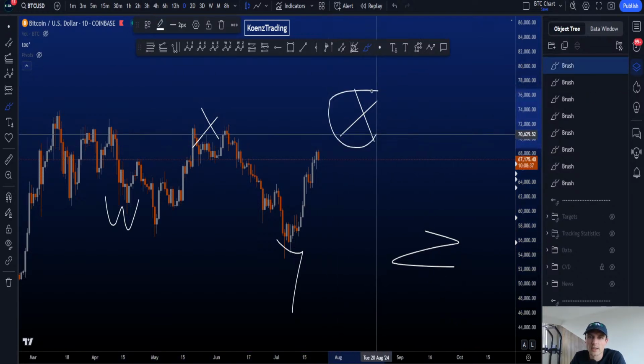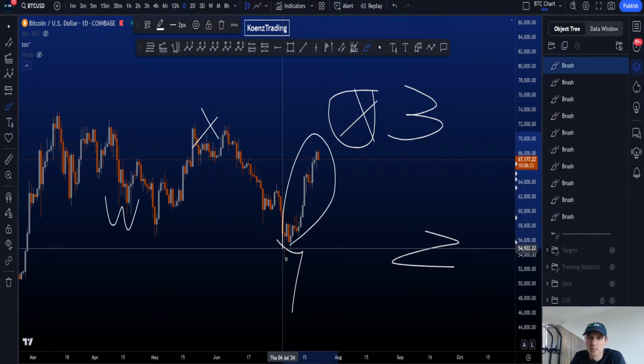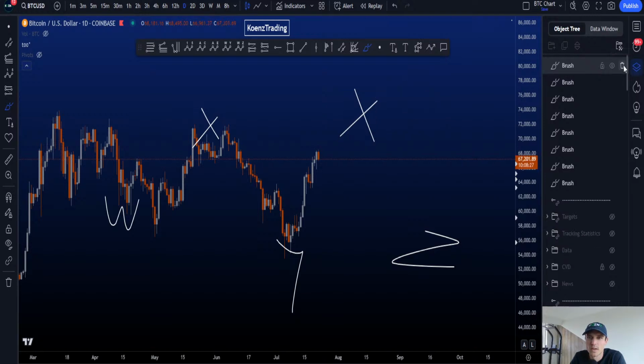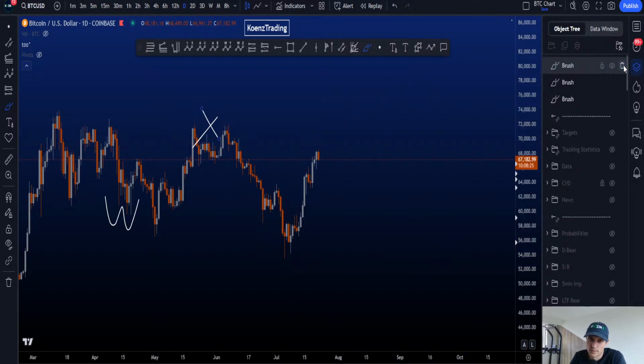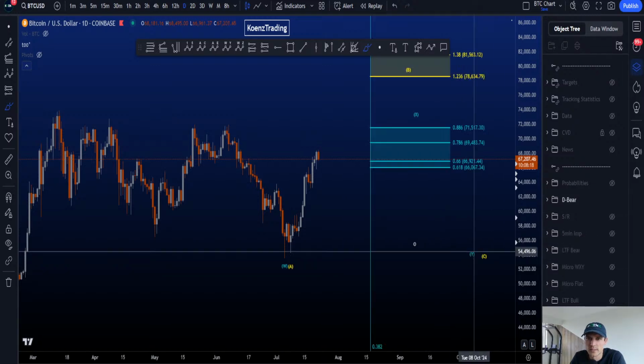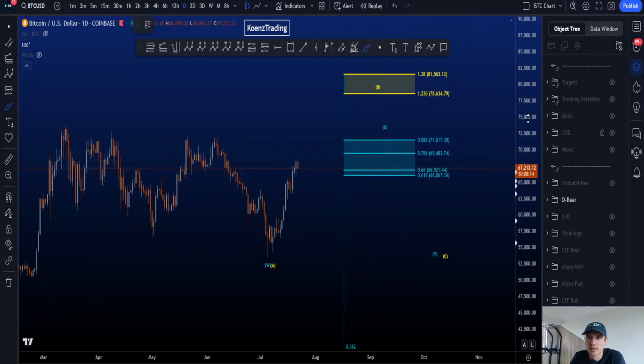Also, your wave X has to be a 3-wave structure. So this move up has to be a 3-waver, or you're going to look for a 5-3-5 as a 3-wave structure, right? However, instead of a W, X, Y, X, Z, it would be better to look for this. This has a higher probability than a W, X, Y, X, Z.